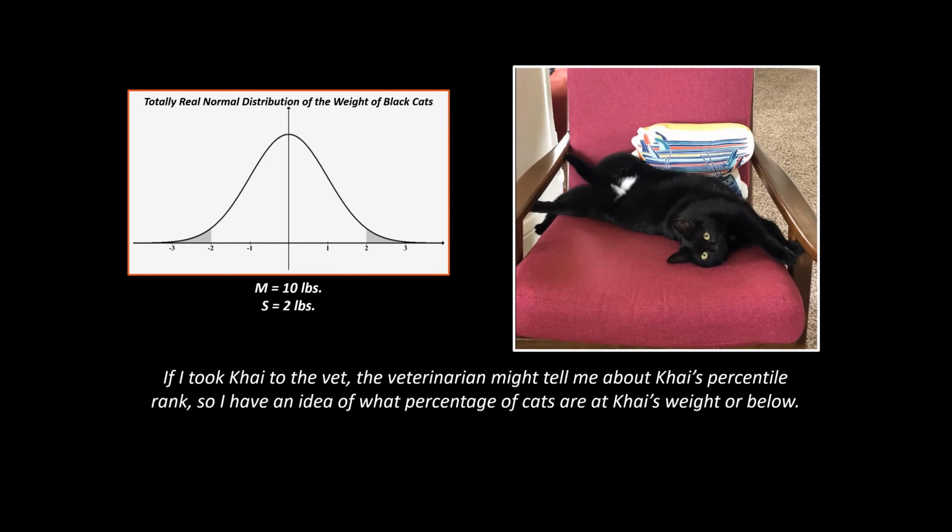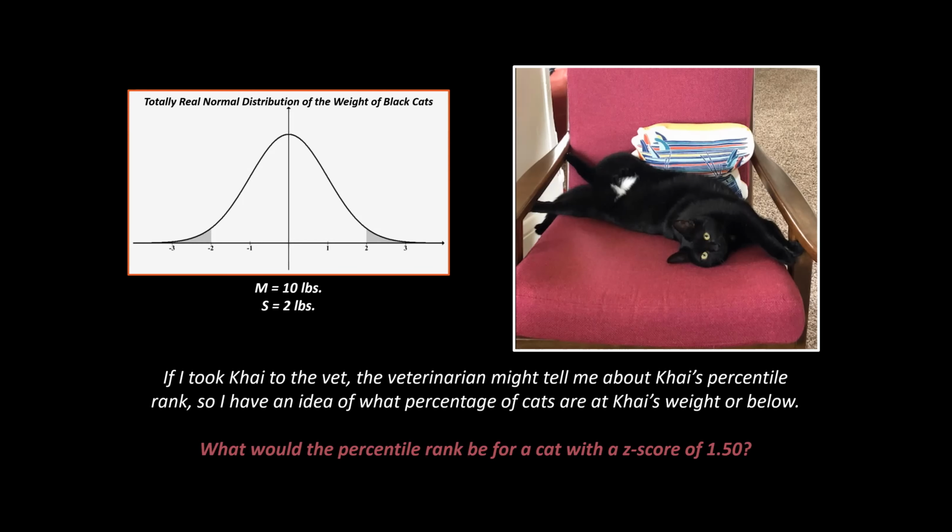So z-scores can be really useful in these terms, especially when we talk about biomedical research or we talk about things that have normal distributions in the real world. So if I took Kai to the vet, the veterinarian might tell me about Kai's percentile ranking. So what percentage of cats are Kai's weight or below? So what would the percentile rank be for a cat with a z-score of 1.50?